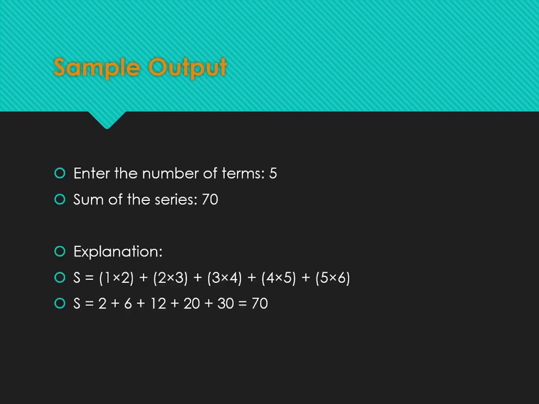Here's a sample output of the program. When the user enters the number of terms as 5, the program calculates the series 1 times 2 plus 2 times 3 plus 3 times 4 plus 4 times 5 plus 5 times 6. That is, 2 plus 6 plus 12 plus 20 plus 30, which gives the final sum of 70. This output confirms that the logic and function are working correctly and the series is being computed as expected.